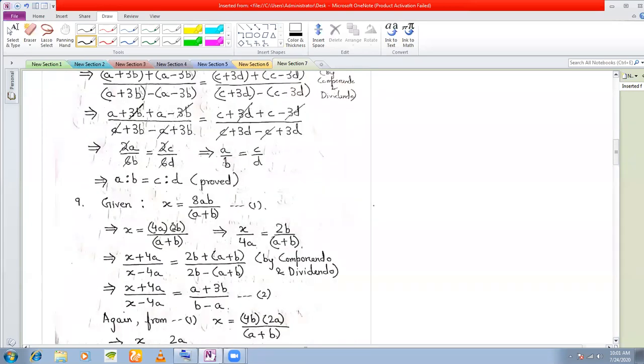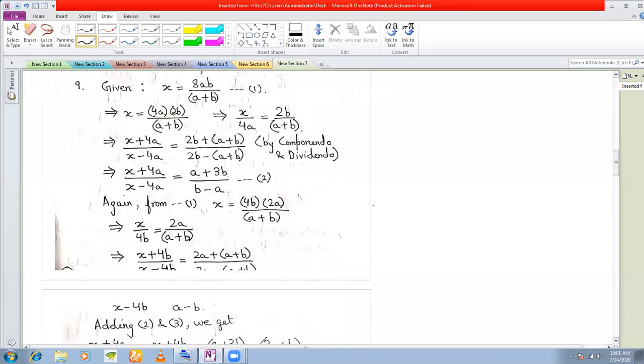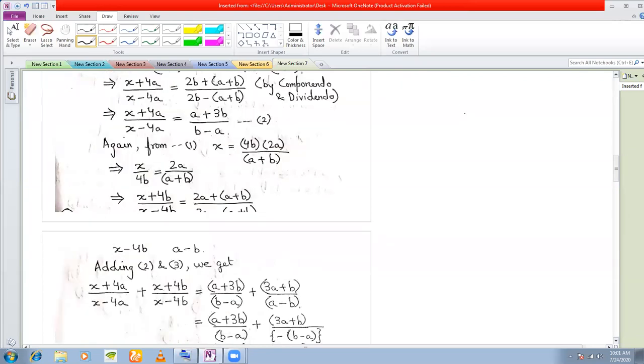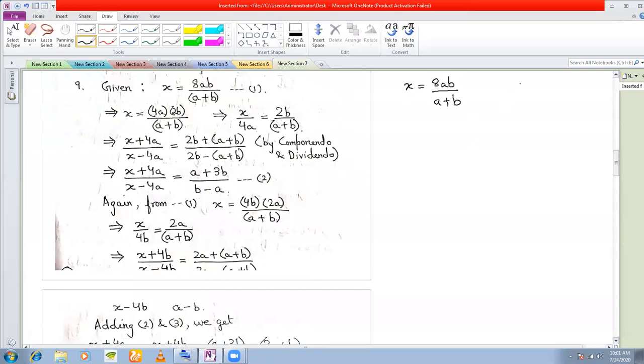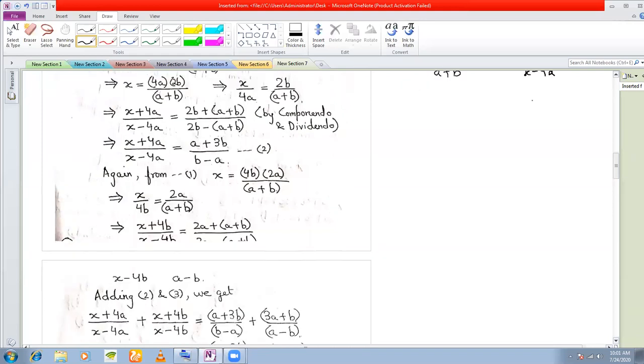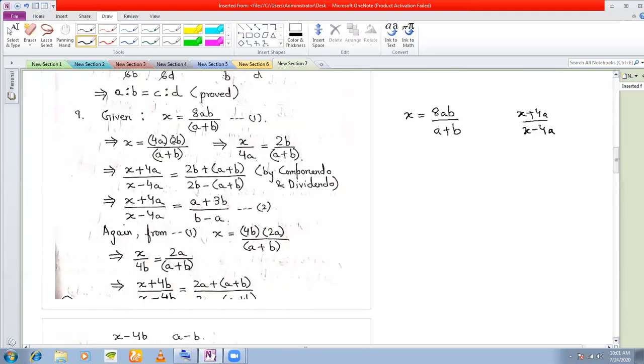Okay, so let us work out this. Try to understand this problem. It is given to you that x is equal to 8ab by a plus b, and you have to find out the value of x plus 4a by x minus 4a and x plus 4b divided by x minus 4b.